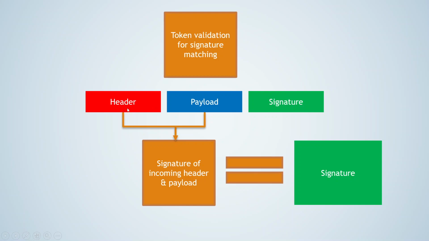The server takes the token, which has all three parts, header, payload, and signature. It takes only the header and payload, generates a signature for it, and compares whether it is the same as the signature. If it finds a match, only then does it authorize the request, otherwise it throws an error. This also we will see with an example.